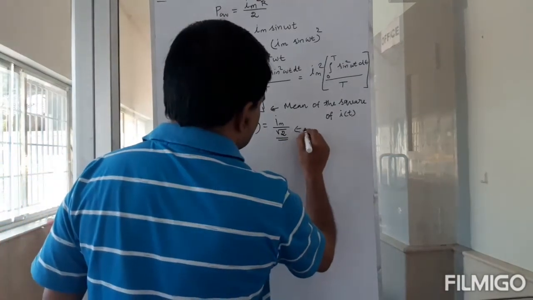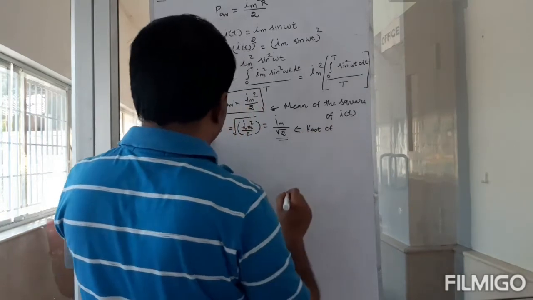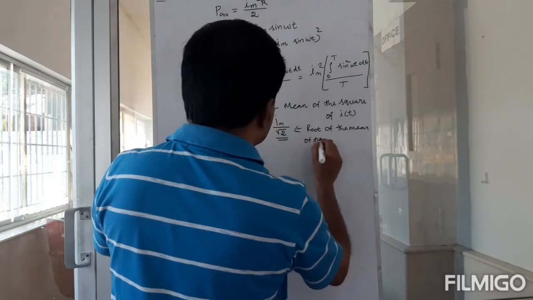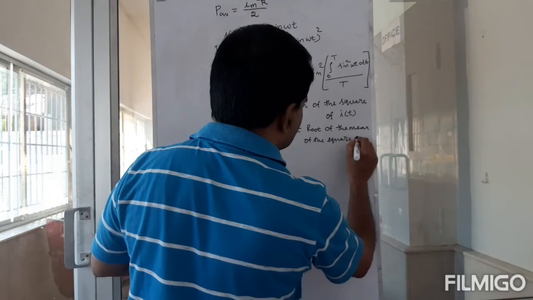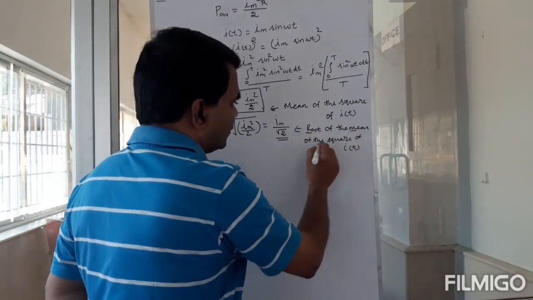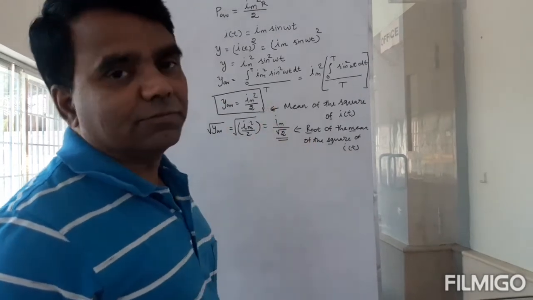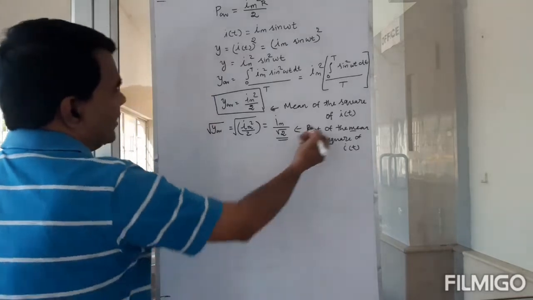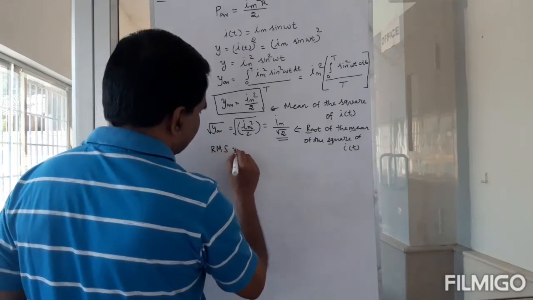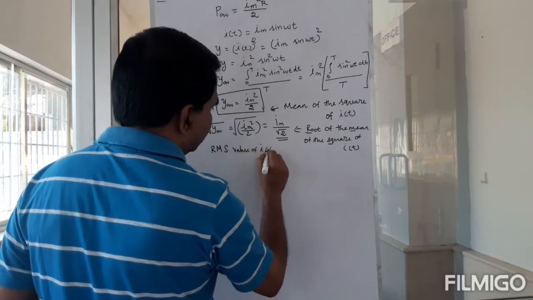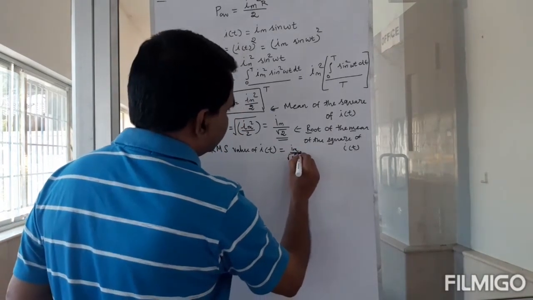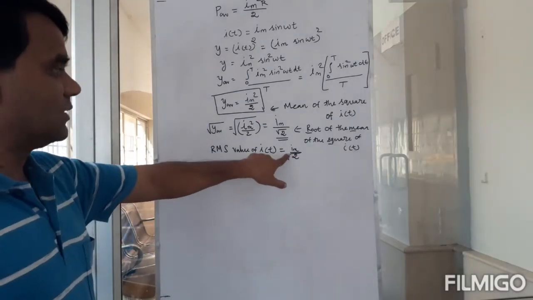So this is called the root of the mean of the square of I. It's the root of the mean of the square of I, and you call this shortly the RMS value of I. This current function's RMS value is equal to Im by root 2.